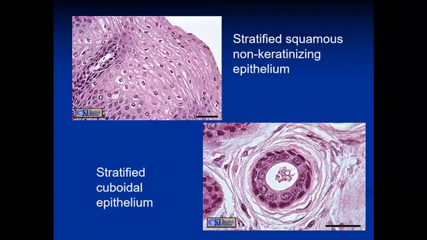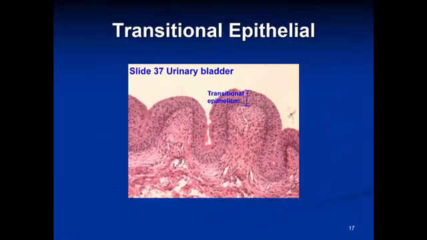Non-keratinizing stratified epithelial is found in the vagina. Many layers again, and here's an example of stratified cuboidal. That is a sweat gland. The next slide is transitional epithelial. This is found in the bladder or other organs that stretch, because obviously at times the bladder is empty and it kind of folds in on itself and then it stretches as it fills up.